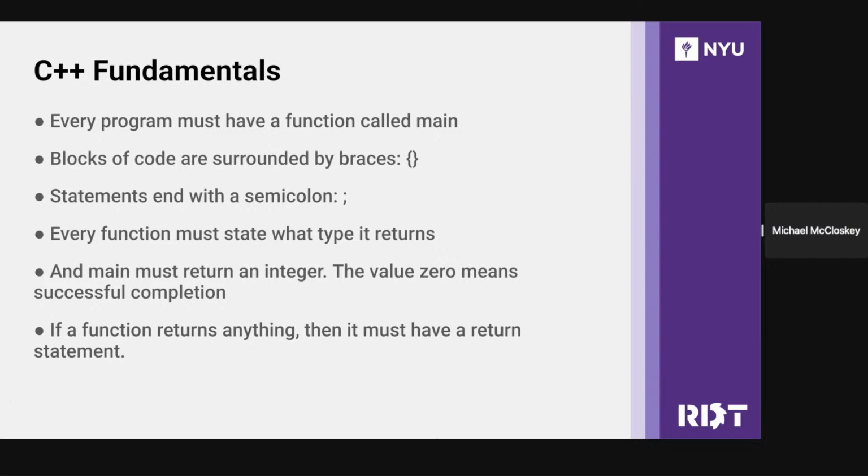Every function has to state what type it returns. So like I said before, C++ is statically typed, with statically typed variables. So your functions also need to say what they return, because, for example, if you're creating a variable and making it the output of this function, C++ needs to know that those types are going to line up. So your functions also have to specify what type they're going to return.